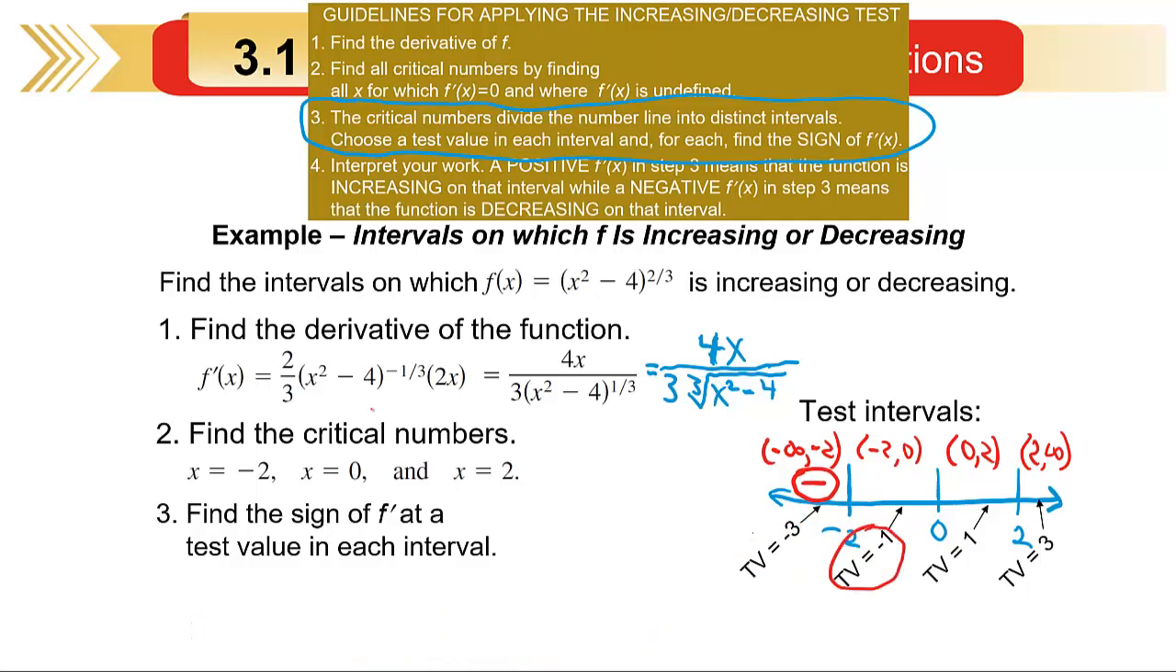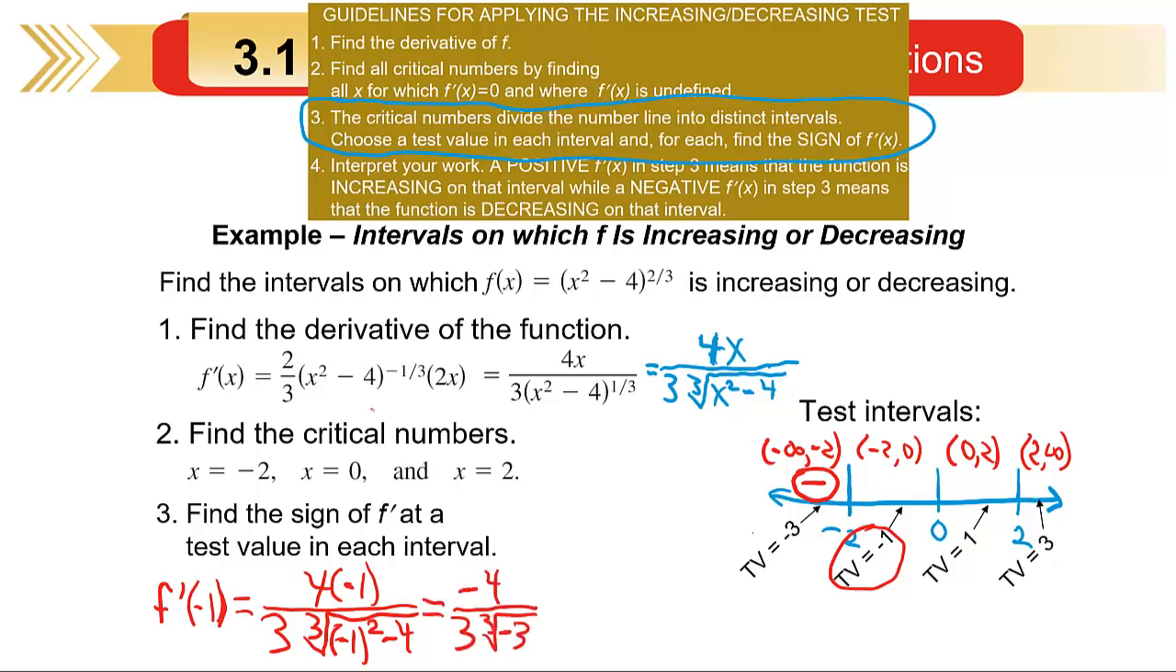Then I take the interval between minus 2 and 0 and test the test value I chose, which is minus 1, and plug it into the derivative. Remember, you're plugging into the derivative. That gives me a minus 4 up top, and you get 3 times the cube root of negative 3. Now, just be careful here. You can't take the square root of a negative number, but you can take cube roots, any odd root of a negative number, and it just comes out negative.